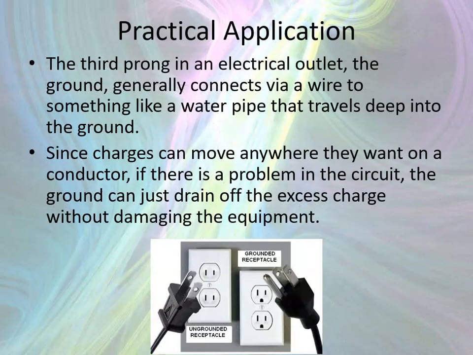So, a practical application of all of this. The third prong in an electrical outlet is the ground, and that generally connects a wire to something like a water pipe that travels deep into the actual ground of Earth. And since charges can move anywhere they want in a conductor, if there's a problem in your electrical circuit, for example, there's a short circuit somewhere, then that ground wire can drain excess charge without actually damaging the equipment or causing people to die or anything like that.